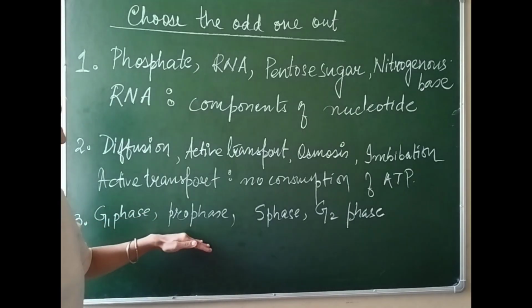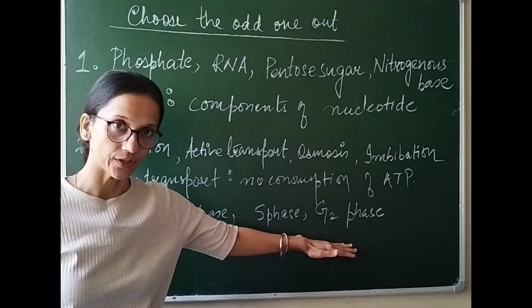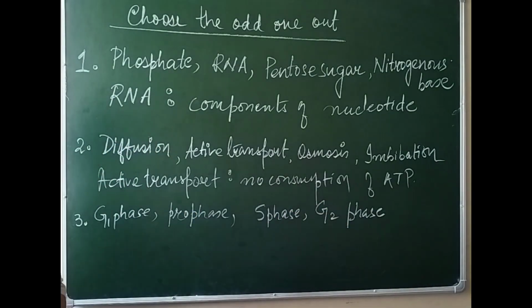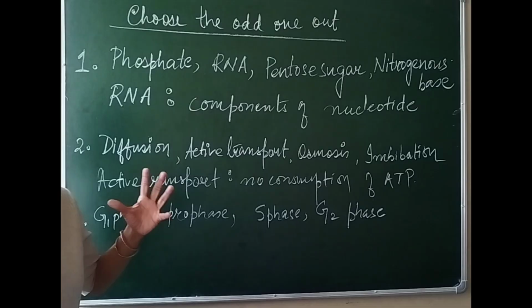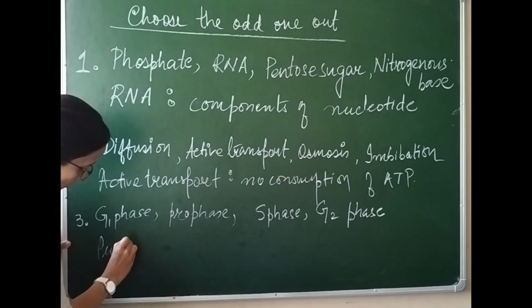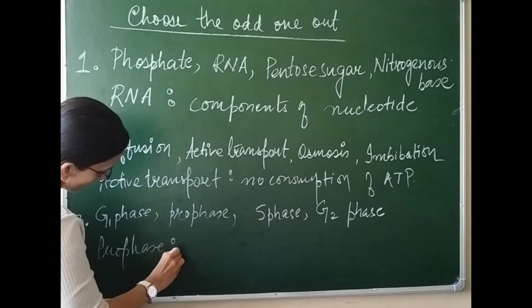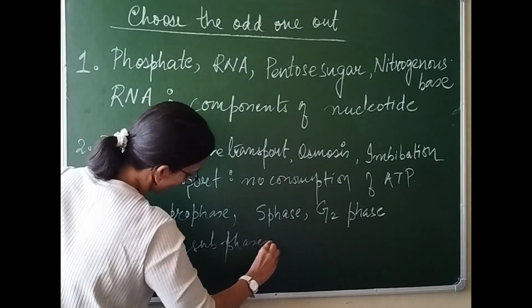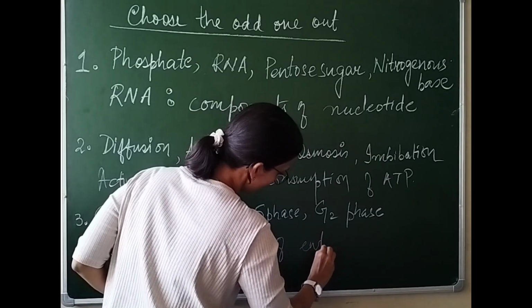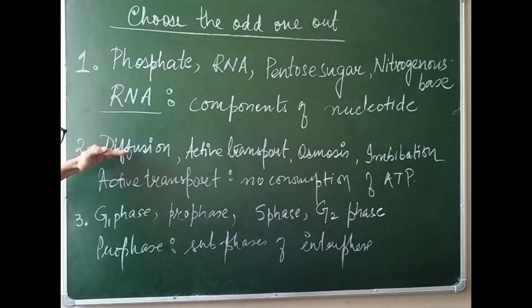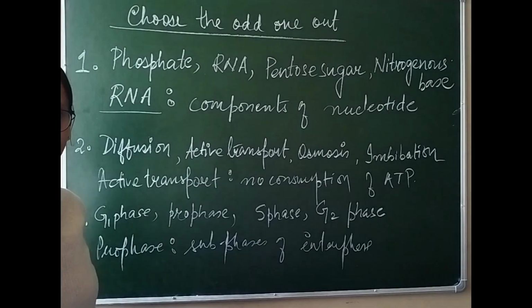Next is G1 phase, prophase, S phase and G2 phase. G1 phase, S phase and G2 phase, they are parts or subphases of interphase, and prophase, we already know, is a phase of mitotic phase. So here we are going to write prophase and then write subphases of interphase. So these were the first 3 questions. Now we attempt some more.